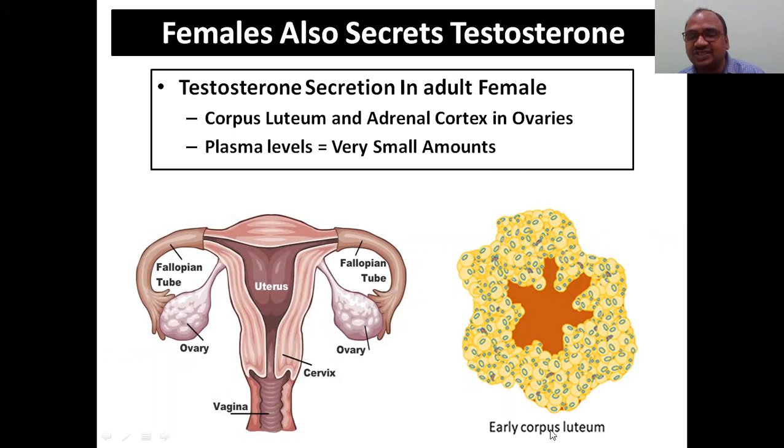Corpus luteum: this is the structure of the corpus luteum. Where will this corpus luteum be? It is in the ovary. In the ovary there will be development of the corpus luteum. That is another part of anatomy. The corpus luteum and the adrenal cortex gland, which is on the kidney, both secrete testosterone. Plasma levels consist of a very small amount. If in females there is a larger amount of testosterone, it will become a problem. We will see those problems.